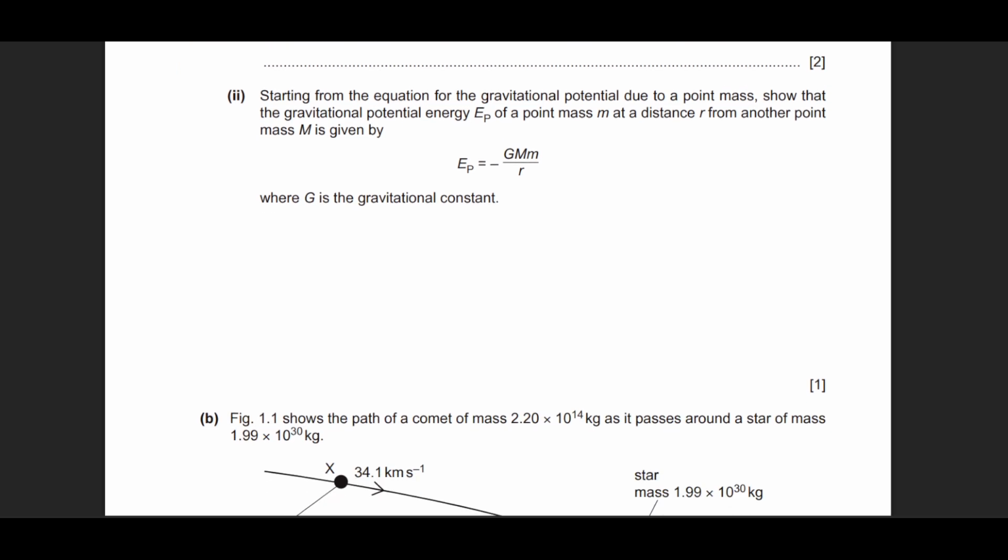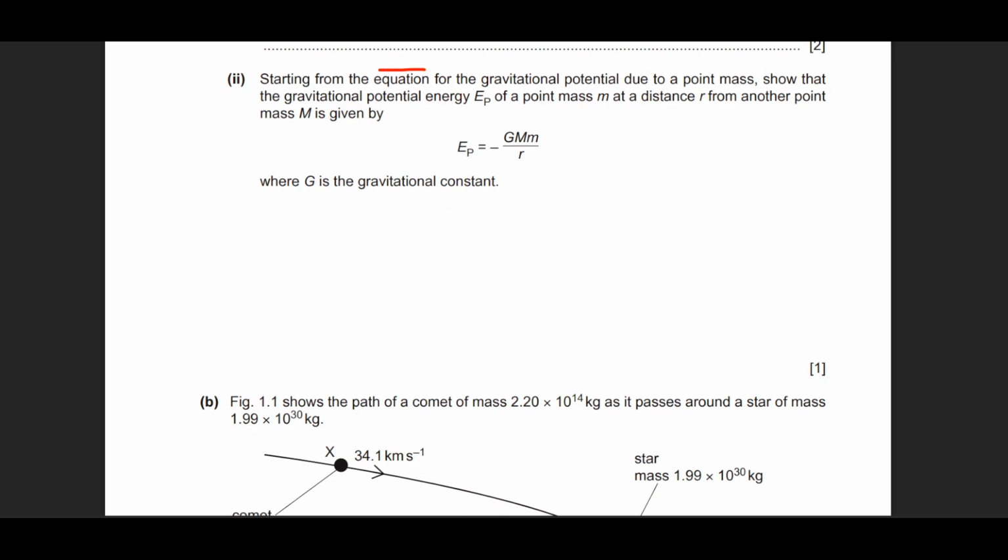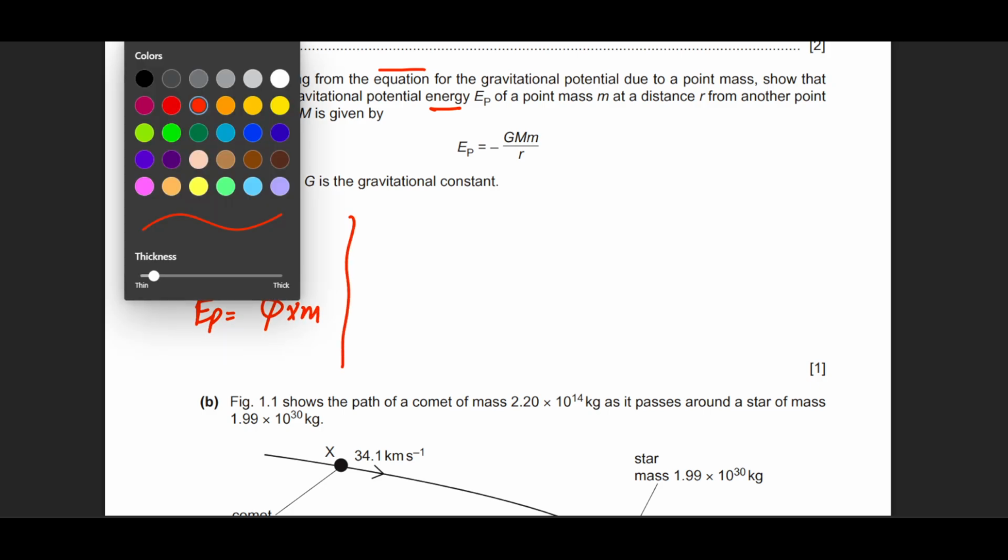You can do that. He says, starting from the equation of gravitational potential due to a point mass, show that gravitational potential energy is this. So if you have to start from gravitational potential, that is negative GM over r, and show that the potential energy is this. Gravitational potential energy is actually equal to phi multiplied by the mass that you're moving in the presence of that gravity.